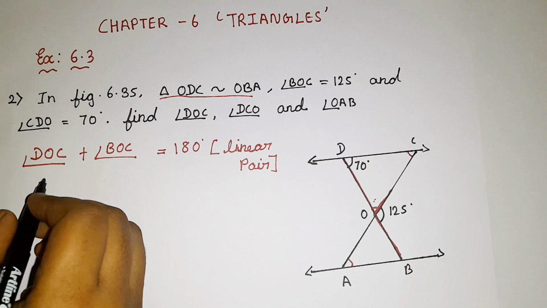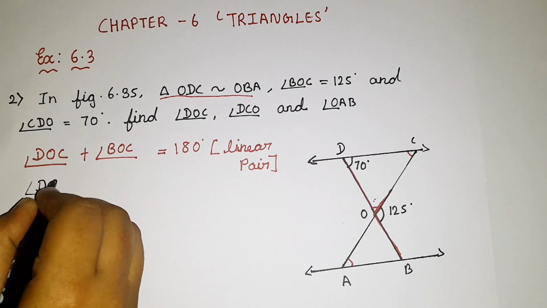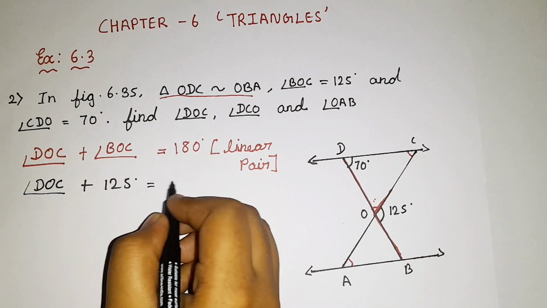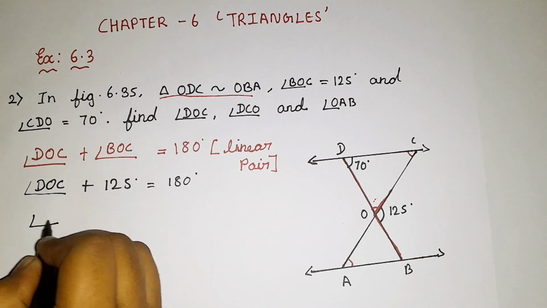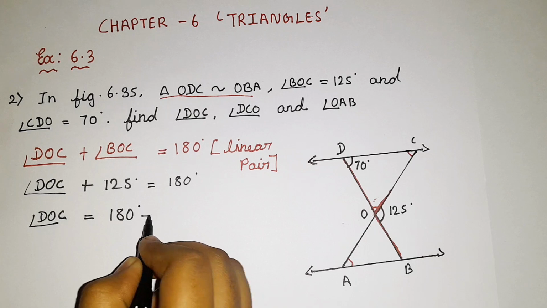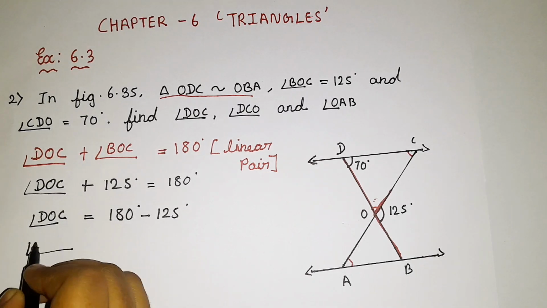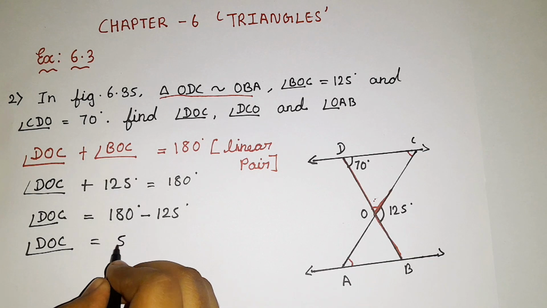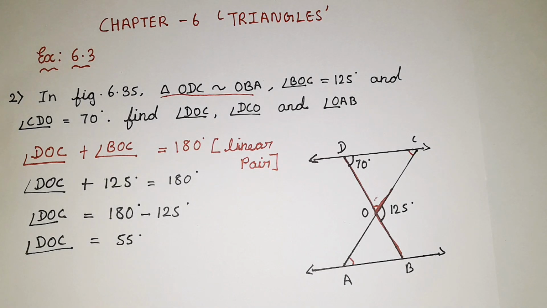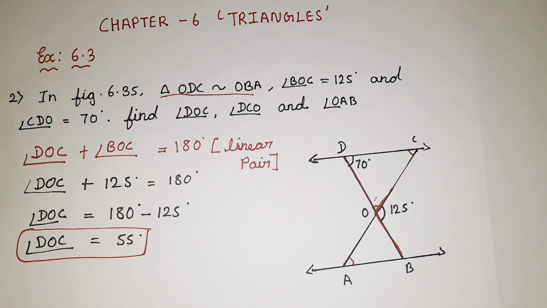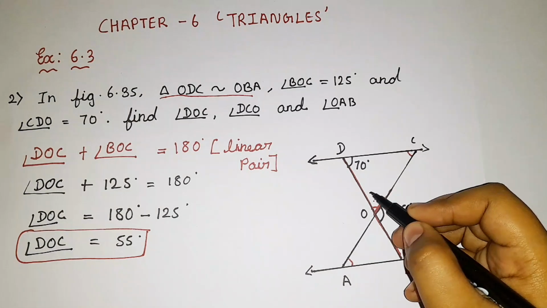Okay, alright guys, so now we don't know the value for DOC, so let us write it like this, plus angle BOC, whose value is 125 degrees, is equal to 180 degrees. So now angle DOC is equal to, when I move this 125 degrees to that side, it changes into minus 125 degrees. So DOC is equal to 180 degrees minus 125 degrees, which is 55 degrees. Okay, so now I got a value for angle DOC. What is the value? It is 55 degrees, so I can just write 55 degrees here.